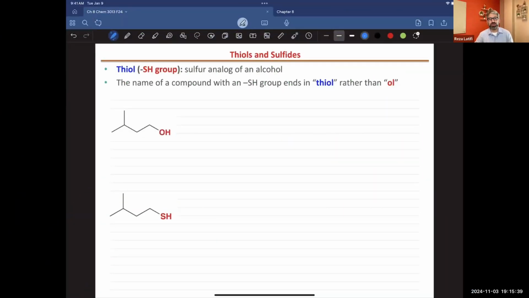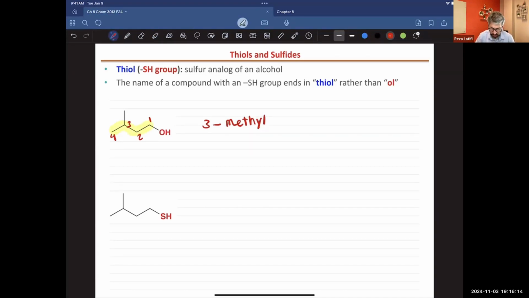I'm going to go through thiols and sulfides. Thiols are an analog of alcohol. We will have SH instead of OH. I want to remind you how we named alcohols. The priority goes to OH, so this is going to be the first carbon, 2, 3, and 4. On the third carbon, we have a methyl, so we say 3-methyl. And then we have 4 carbons, so our main chain, or the parent chain, has 4 carbons.